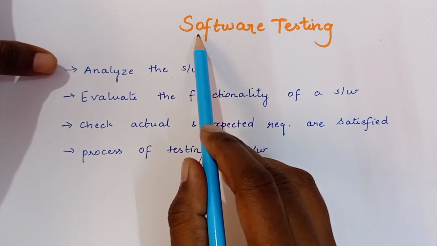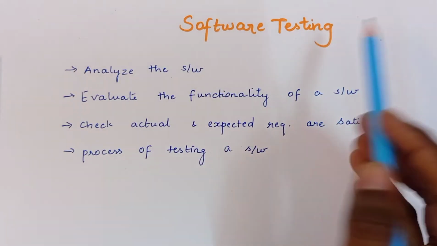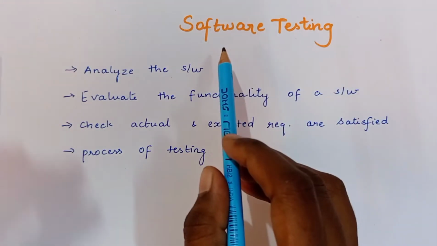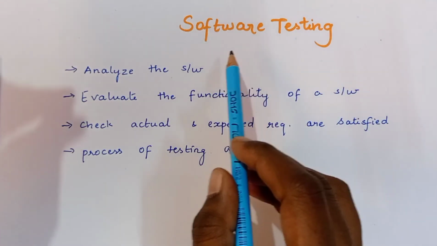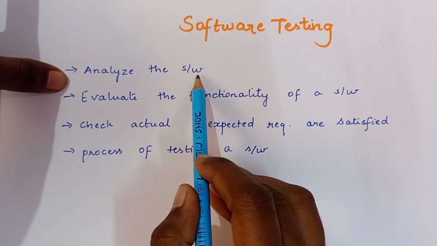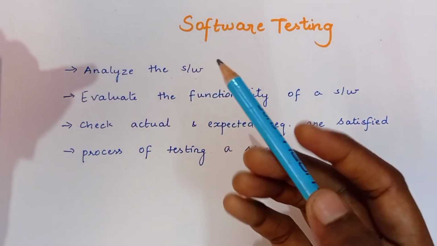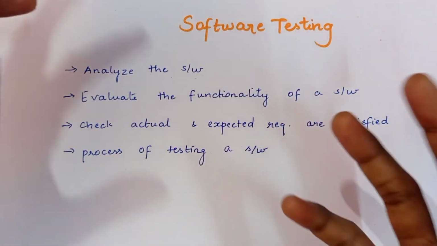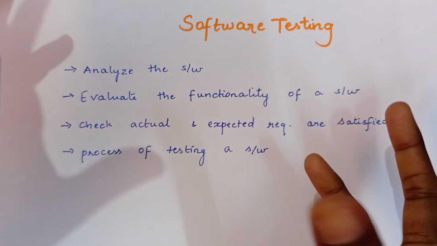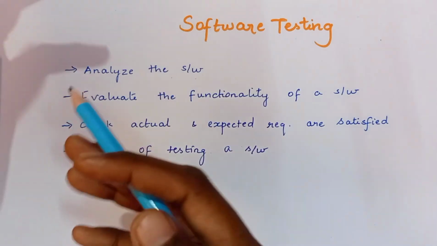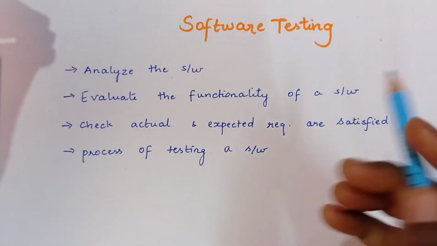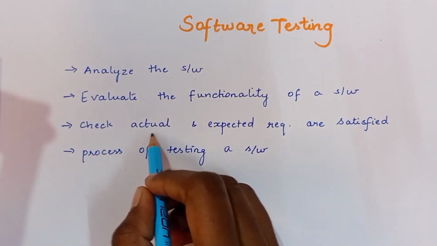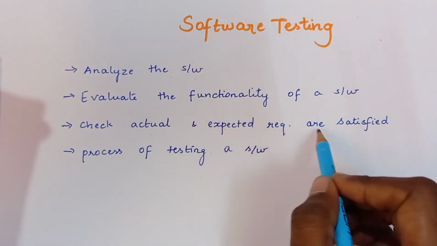So what is software testing? There are some group of persons called software testers who will test the software. What they will actually do is analyze the software first. They will evaluate how the software performs, the functionality as well as the performance of the software. And then they will check that the actual and the expected requirements are satisfied.